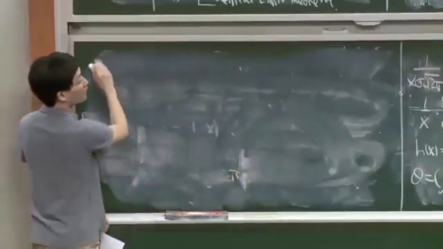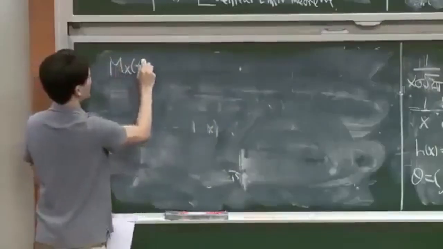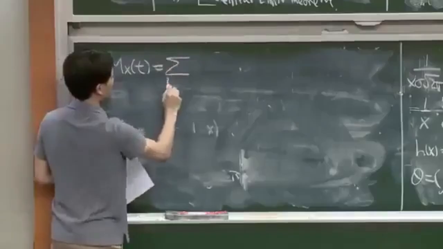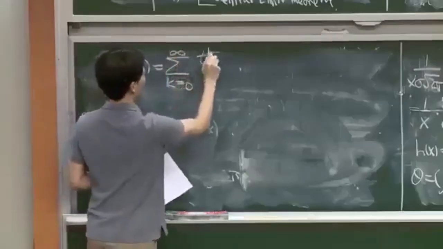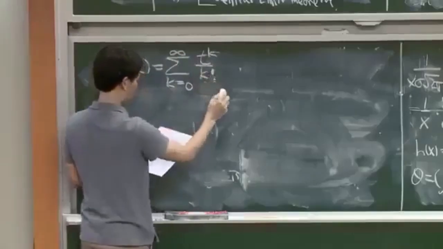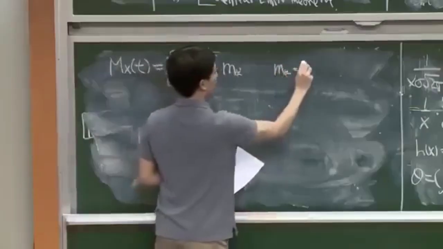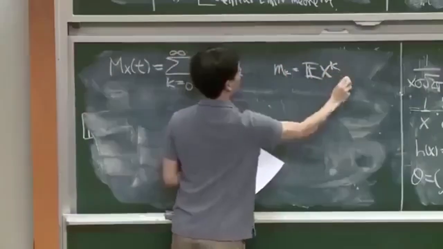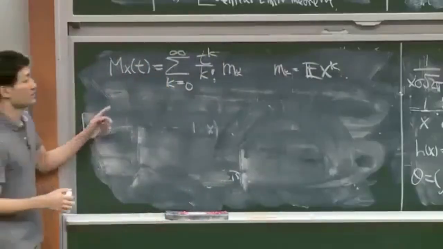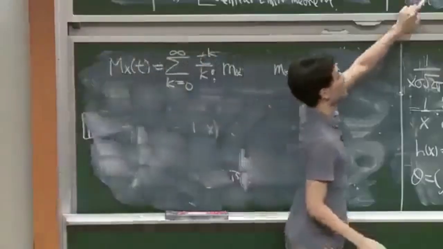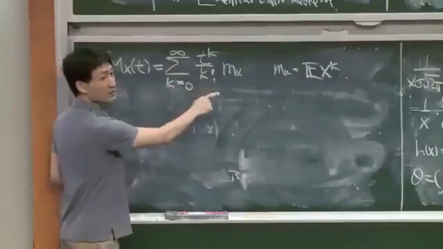Because of that, we may write the moment generating function as the sum from k equals 0 to infinity of t to the k over k factorial times the k-th moment. That's like the Taylor expansion. Because you know all the derivatives, you know what the function should be. Of course, only if it exists. This might not converge.